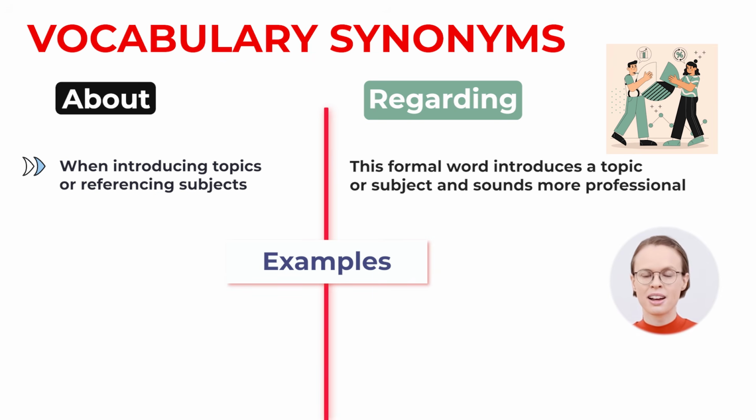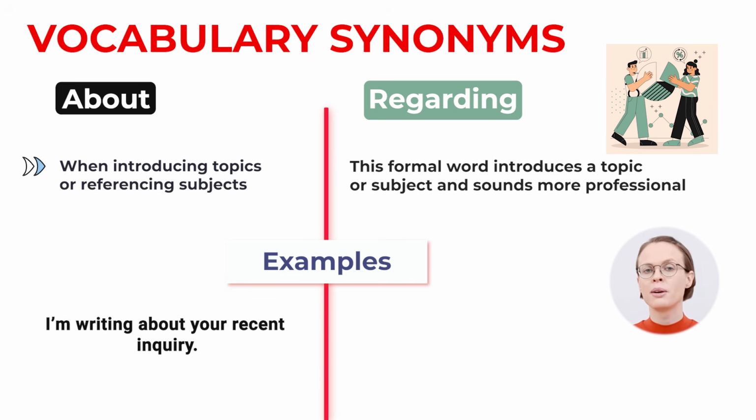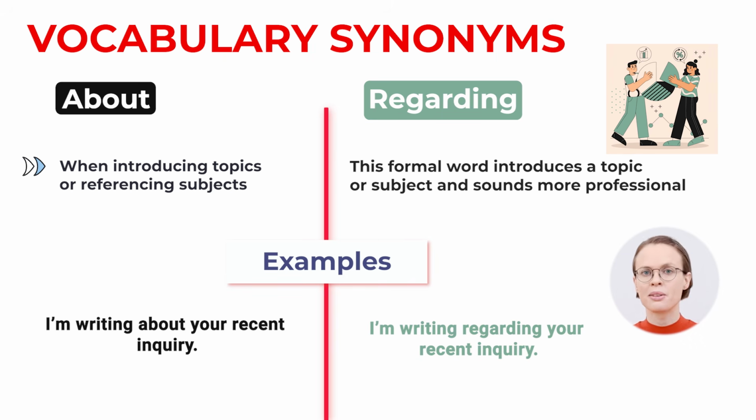Here's an example. I'm writing about your recent inquiry. This becomes: I'm writing regarding your recent inquiry. The word regarding is perfect for formal emails in writing task 1.